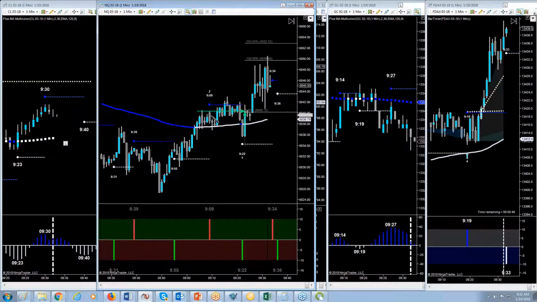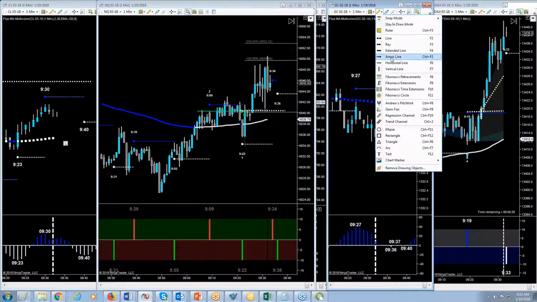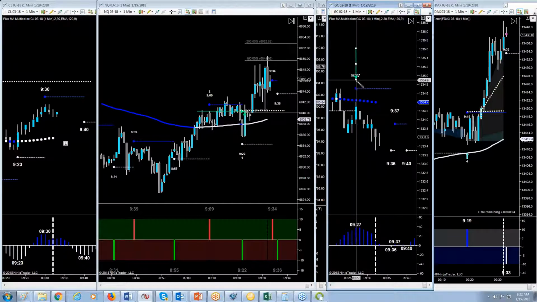So if your stop was here, it is now at 40.25. And you're waiting for 52.75 to be hit. Over on gold, you had a trend entry right here at 927.